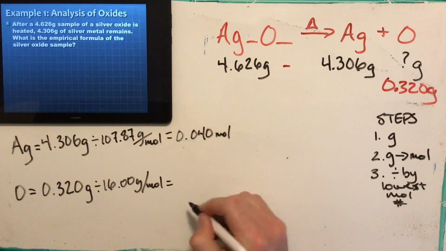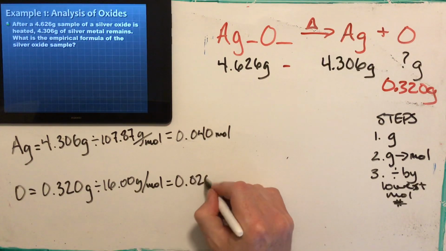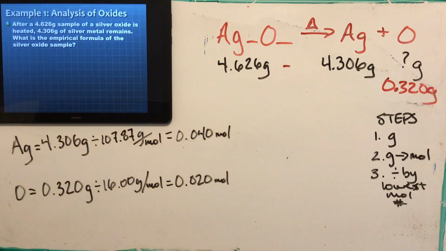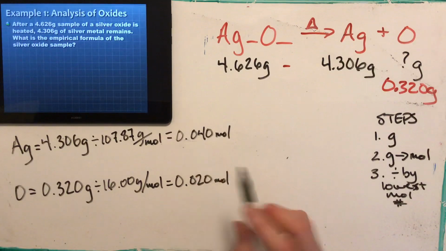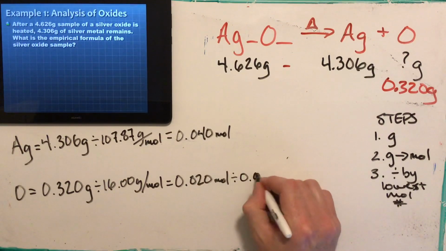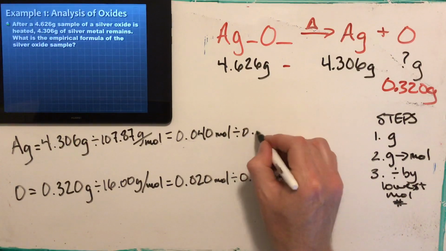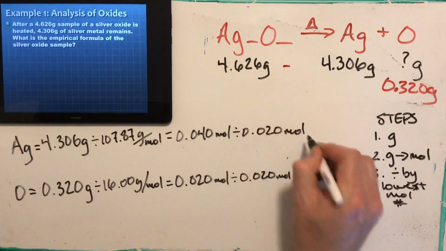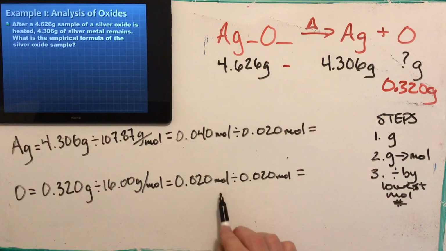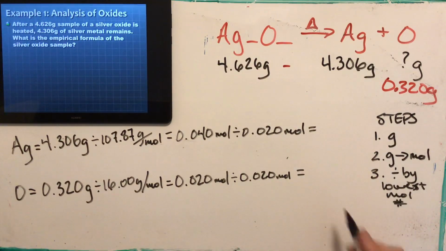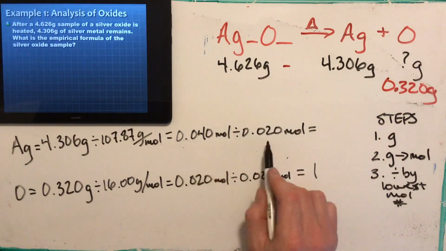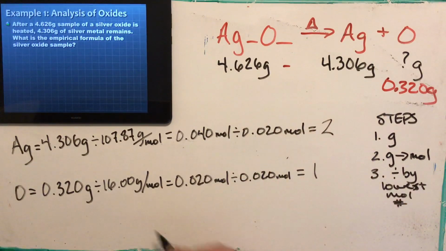0.040 moles. This one ends up being 0.02 moles. So I've converted them both into moles, and now I have to divide by the lowest mole number. 0.02 is lower than 0.04, so I'm dividing them both out by that. Moles divided by moles will cancel out. I'll have no moles. This will be 1, and this one obviously will be 2.